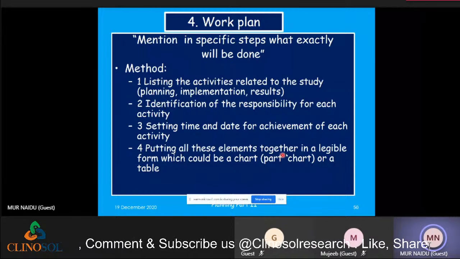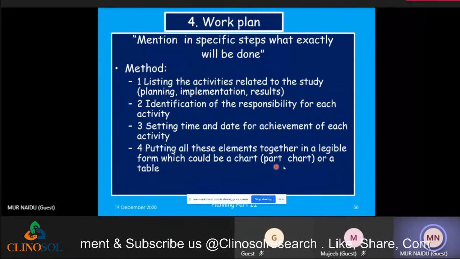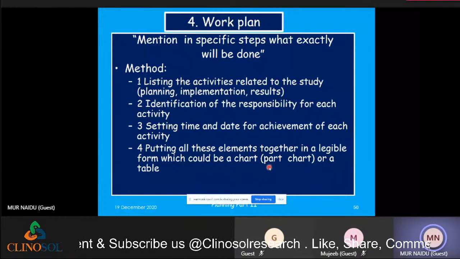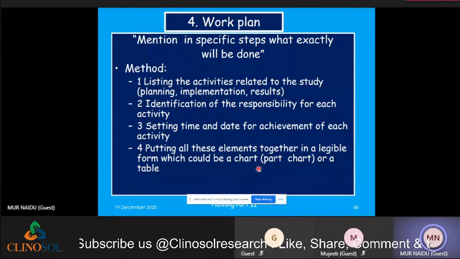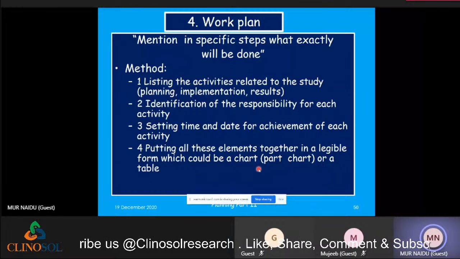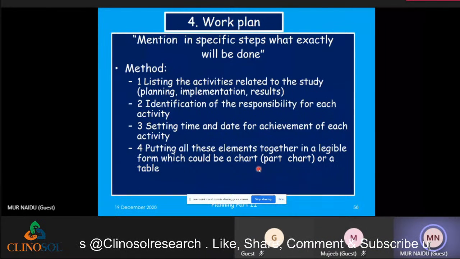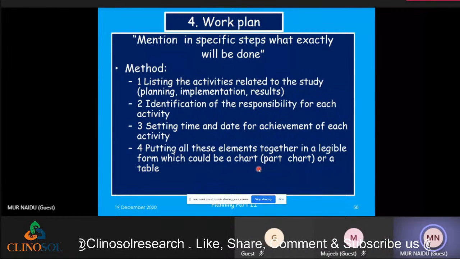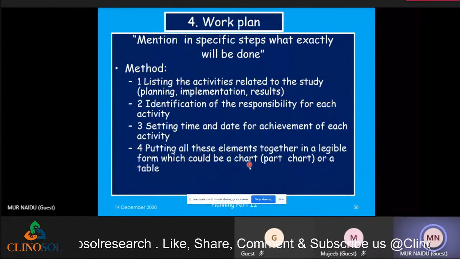Putting all elements together in a legible form, like in a chart, a part chart. You might have seen the part chart. The patient will be included on day one. The first dose will be given after day three. The third dose will be given after 1 week. This investigation will be given on the 30th day. What investigation will be given? So there should be a chart available.